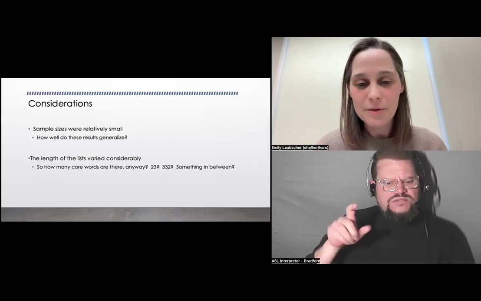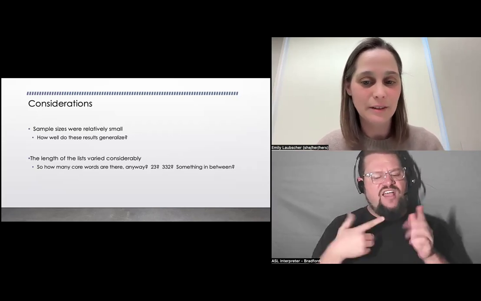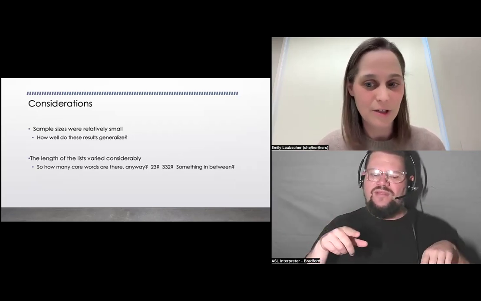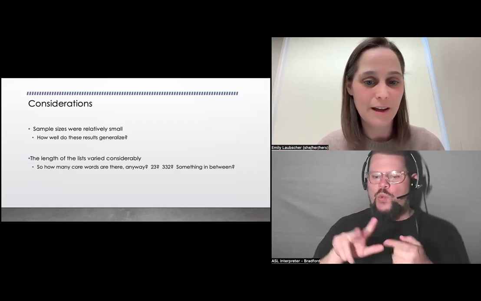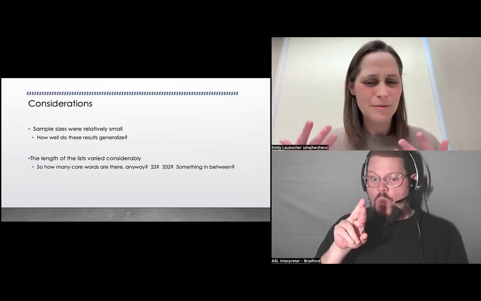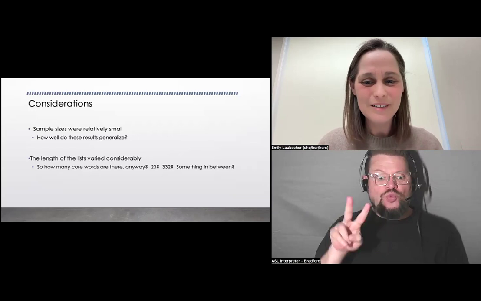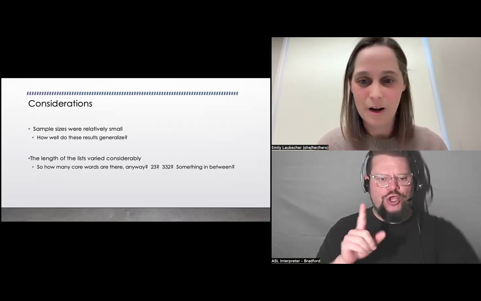And it's also worth noting that there is pretty substantial variability in the length of these lists, ranging from 23 at the low end to 332 words at the high end. So are there 23 core words? Are there 332 core words? Is it some number in between these values? These answers are not clear.